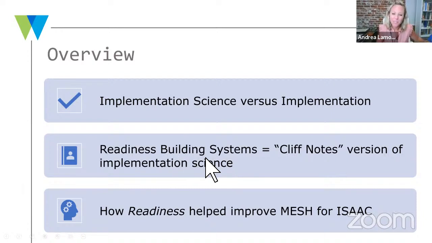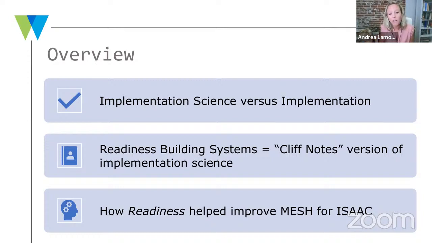We're going to talk about readiness building systems, which I call a Cliff Notes version of implementation science. This is how we can take the science that's out there and synthesize it into something meaningful and small that people could digest and the end user could use. It's similar to thinking about an entire clinical literature out there and expecting every single doctor to know every single piece of it. We need to distill it into something meaningful and translate it. That's what a readiness building system is for implementation science.